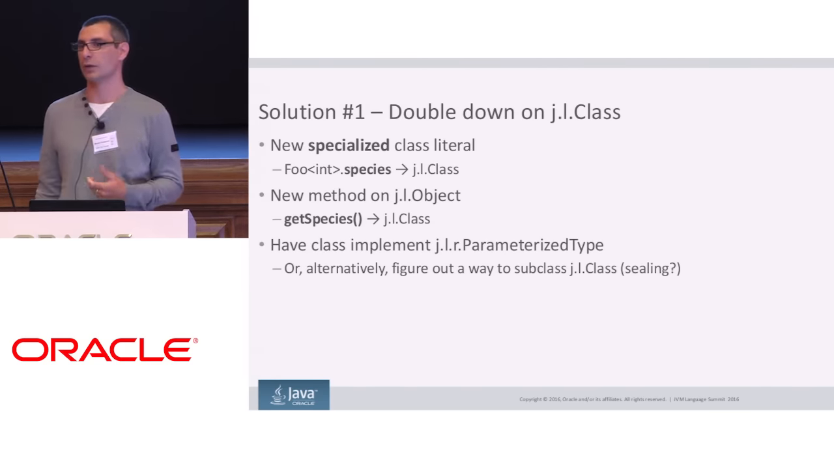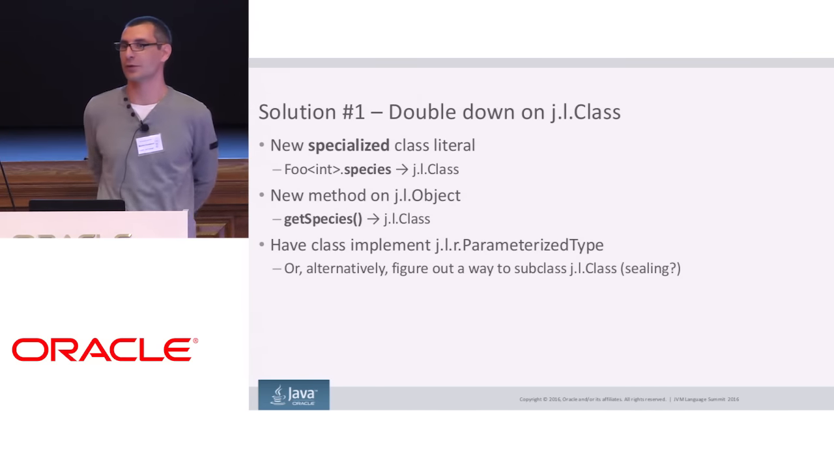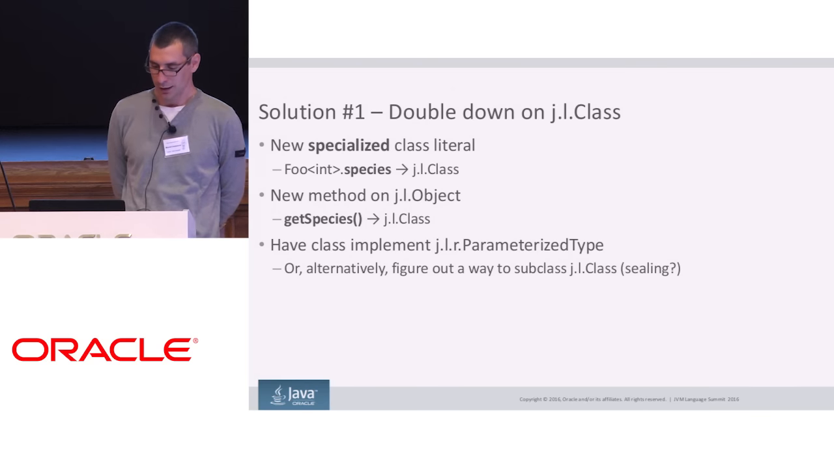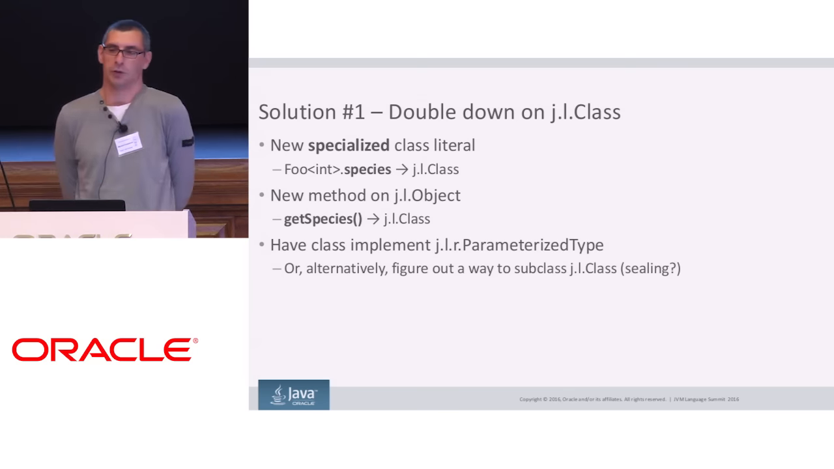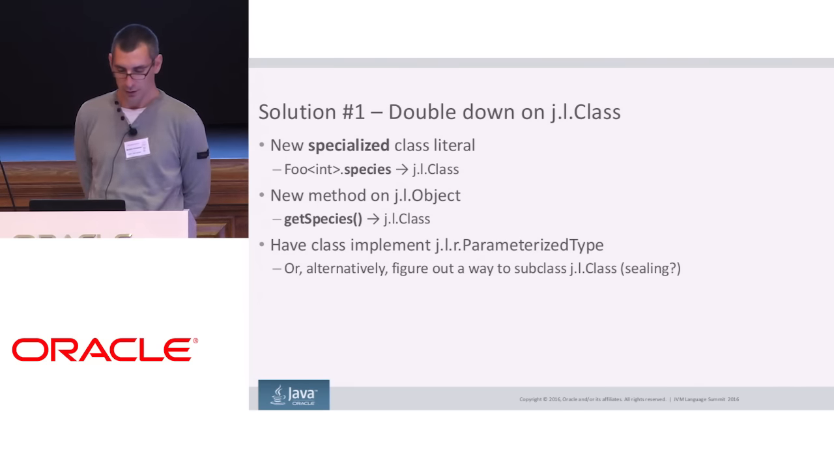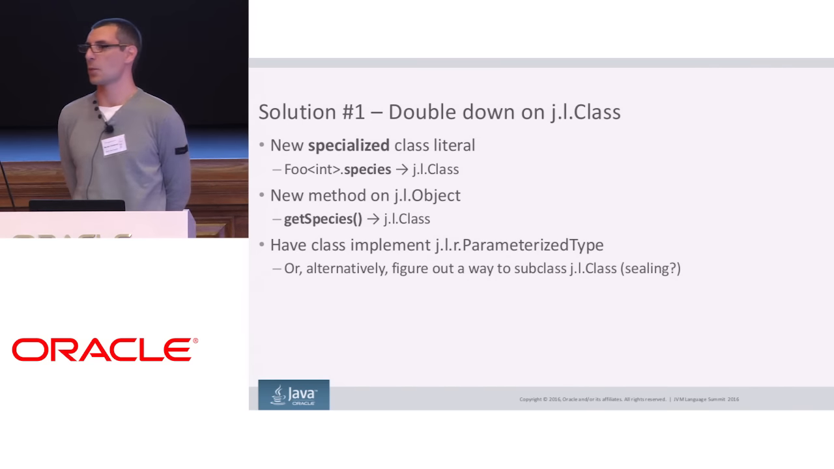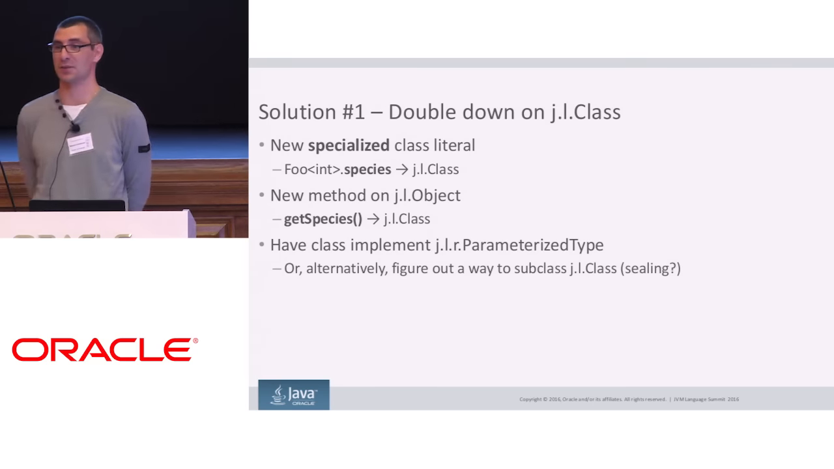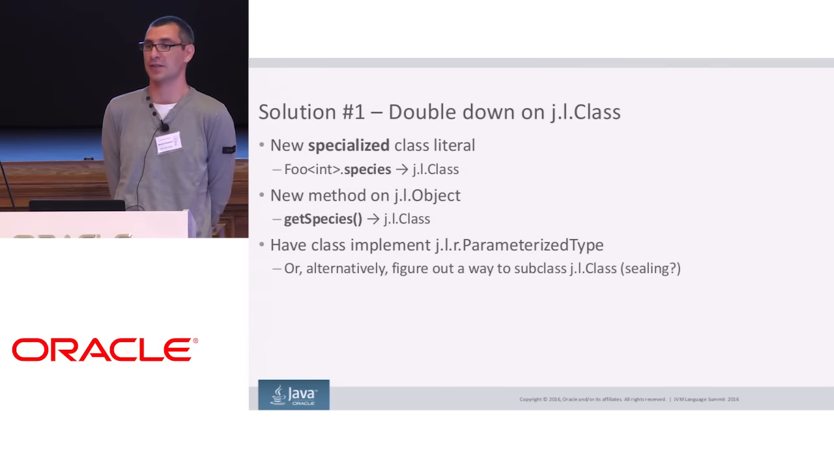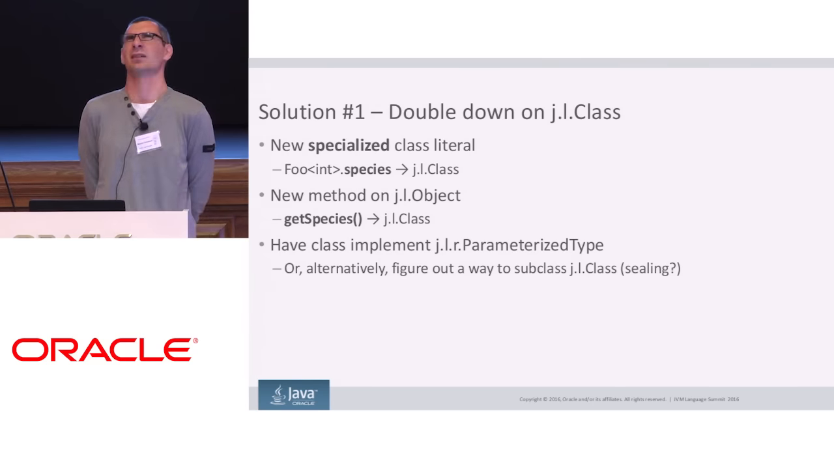Solution number one, of course, is the obvious solution of let's add more straws on our car, right? Let's double down on Java Class. We'll just add a new specialized literal, like Foo<int>.species. We'll add a new method on Object, of course, getSpecies. They will both return some form of Class. And Class will have somehow to return information about what is the actual parameter type for the specialization. That can be done either by having Class implement ParameterizedType or maybe just by subclassing Class in some way. Well, Class is final. Well, we'll figure out a way. But anyway, that's the idea.